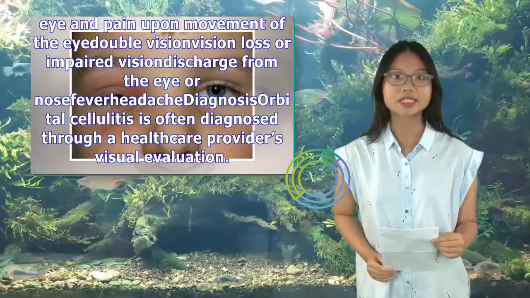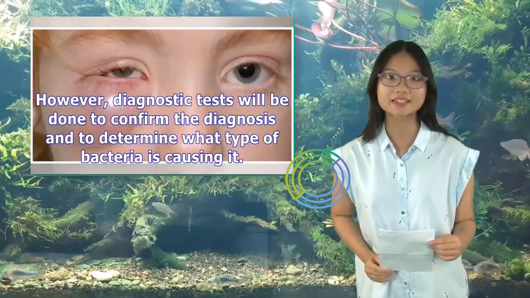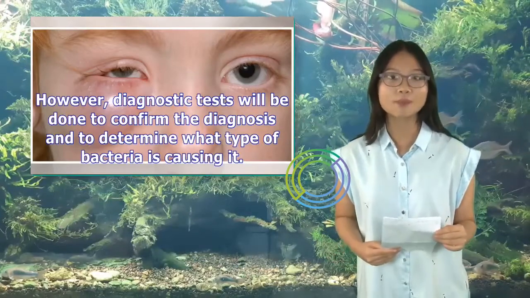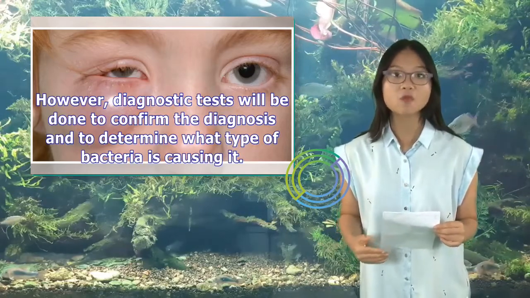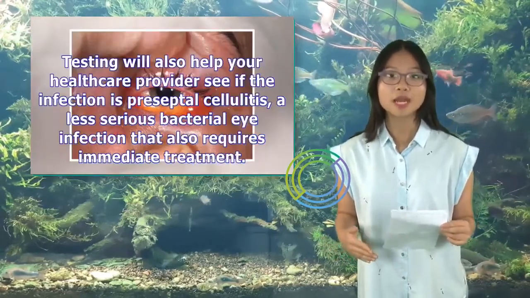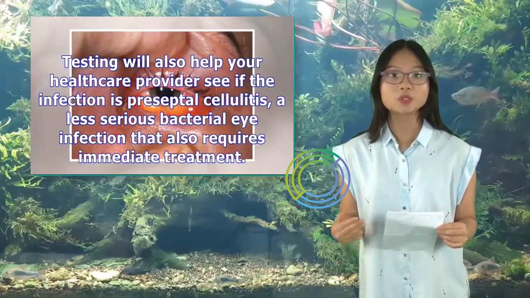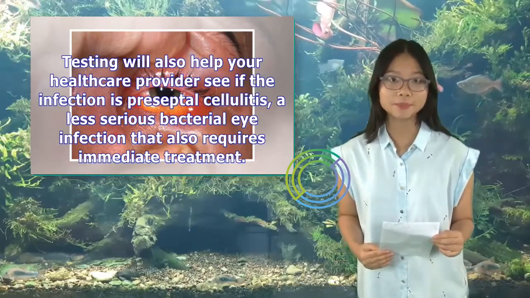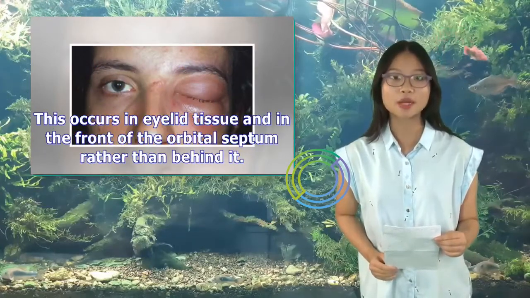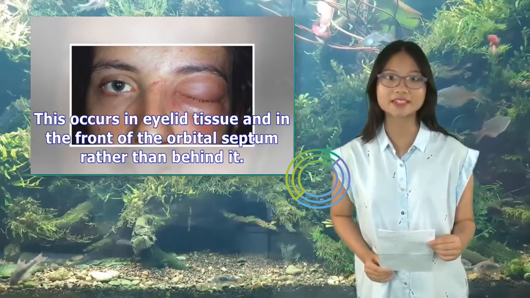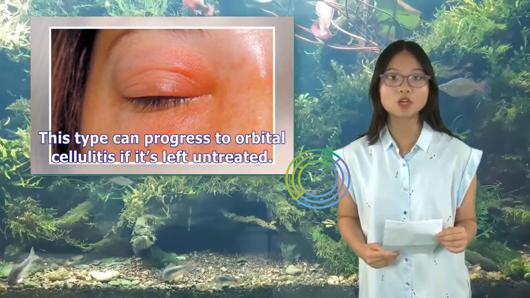Diagnosis: orbital cellulitis is often diagnosed through a healthcare provider's visual evaluation. However, diagnostic tests will be done to confirm the diagnosis and to determine what type of bacteria is causing it. Testing will also help your healthcare provider see if the infection is preseptal cellulitis, a less serious bacterial eye infection that also requires immediate treatment. This occurs in eyelid tissue and in the front of the orbital septum rather than behind it. This type can progress to orbital cellulitis if it's left untreated.